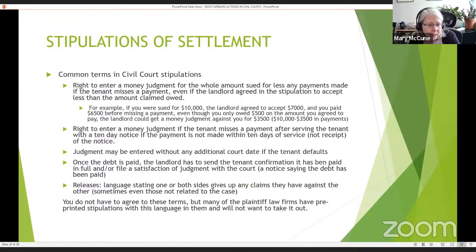Now you don't have to agree to any of these terms, but they usually have a pre-printed form and they say, well, I can't do anything, this is what my client wants. You can still say, no, I can't agree to that term. Can you go back and talk to your client? Or the judge will say that if you go speak to the judge about it. So that's pretty much it.